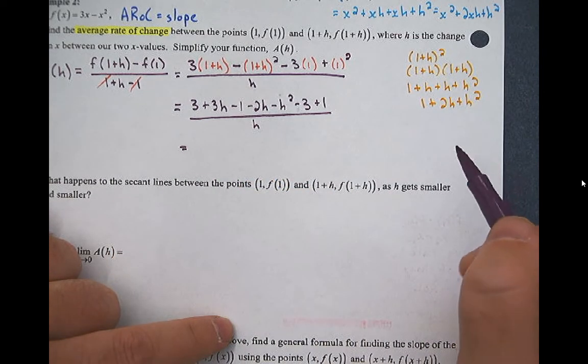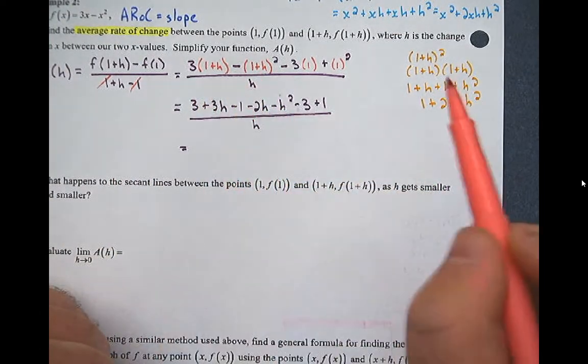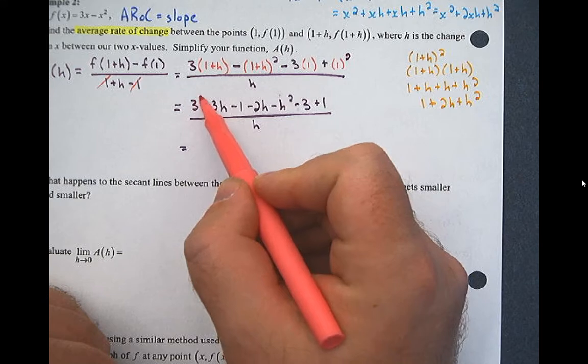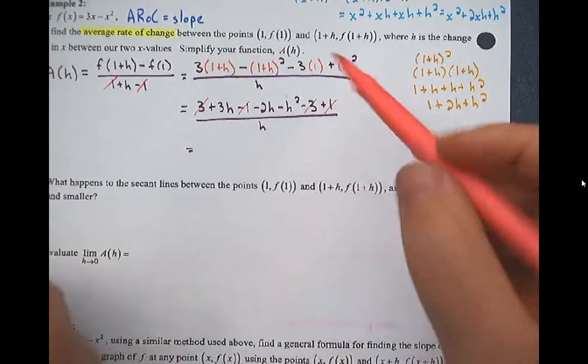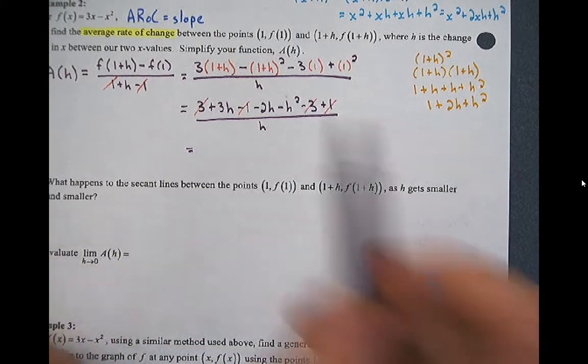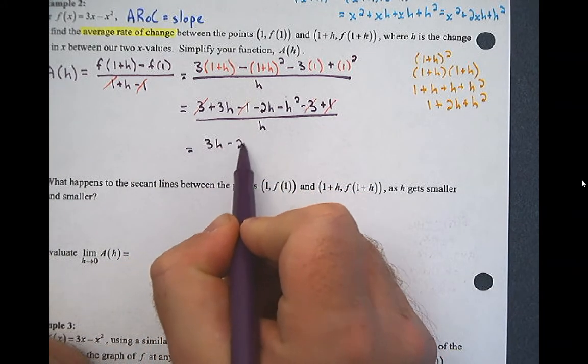Now we can start to clean this up, and you should notice a bunch of stuff happening at this point. Things should cancel. Everything without an h should cancel at this spot: 3 minus 3, negative 1 plus 1. Now I'm just going to cancel a little bit at a time because this is the first time we're going through. In the future, we're going to cancel more.